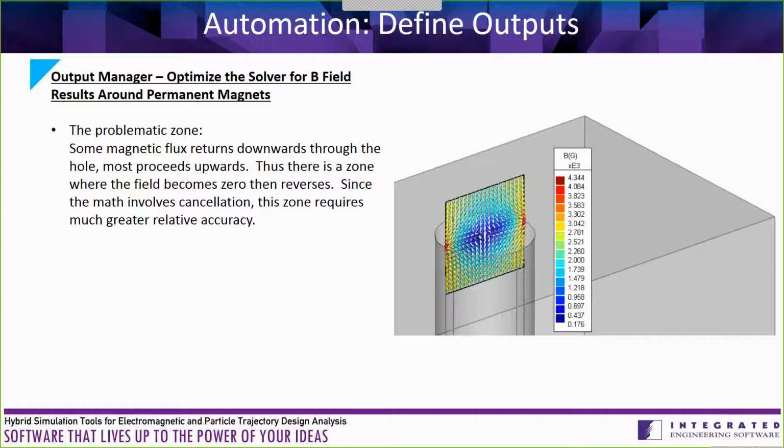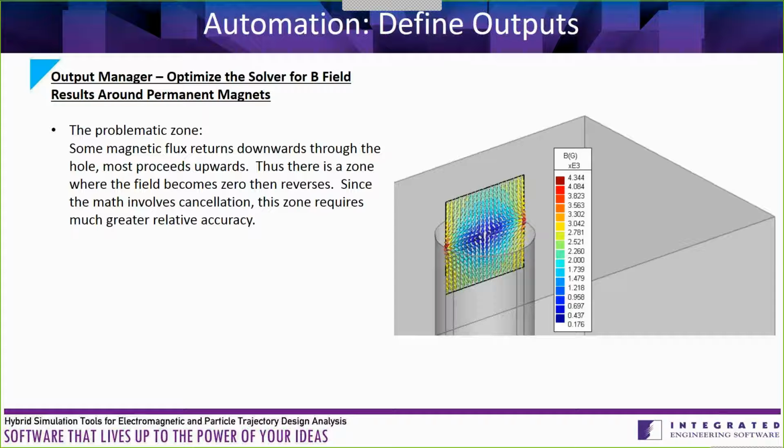One is right around the hole, you have an odd flux pattern because the flux is going upwards in general at the top of the magnet, but some of the flux returns through the hole, and that means that you've got an inflection point or a saddle point in the middle where the field is zero. Because the mass in this whole region basically involves cancellation of upwards and downwards contributions of the flux, the numerics are very tricky.